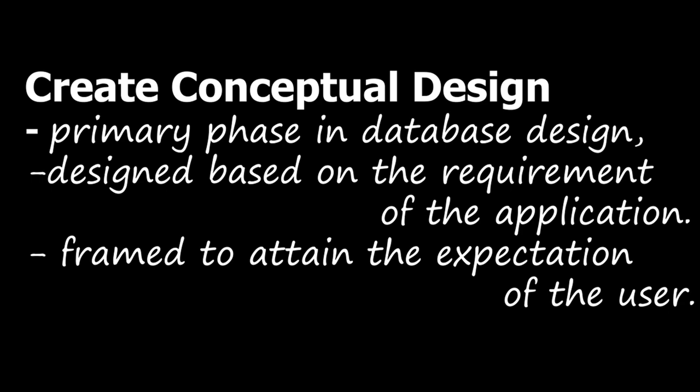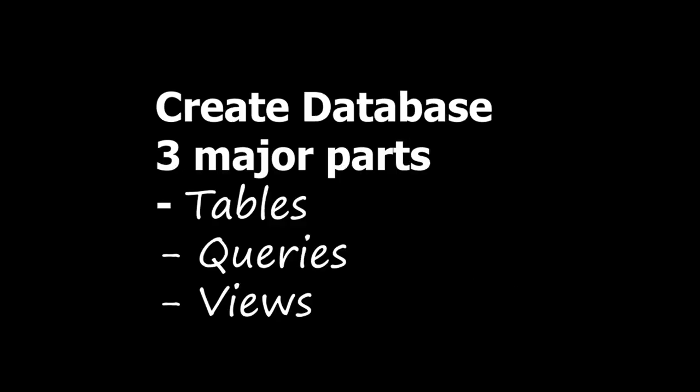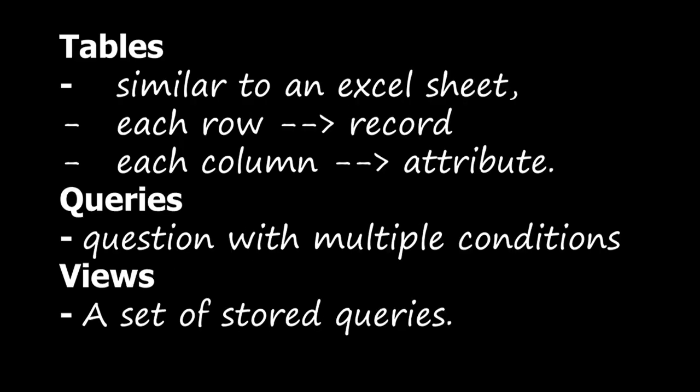First one is creating the database. In the creation of a database we have three major parts: tables, queries, and views. Tables are like MS Excel, which you have used. Excel has tables with cells, that means rows and columns. In the same way, here in this table also we'll have rows and columns. We call the rows records and the columns attributes.